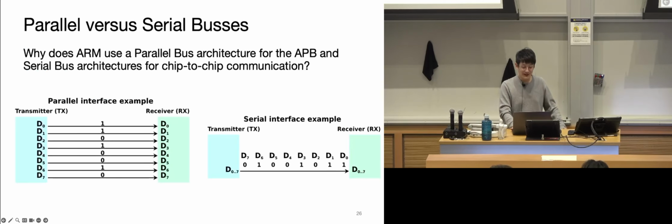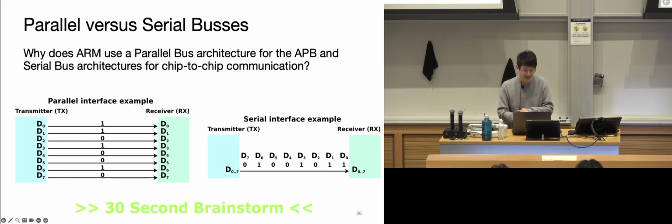Okay, I've been talking for a long time. How about I give you a question on this? Again, parallel versus serial buses. Why does ARM use a parallel bus architecture for the APBs and serial bus architecture for chip-to-chip communication? Let's spend like 1 minute with each other, and then we can discuss some of the answers you guys have.